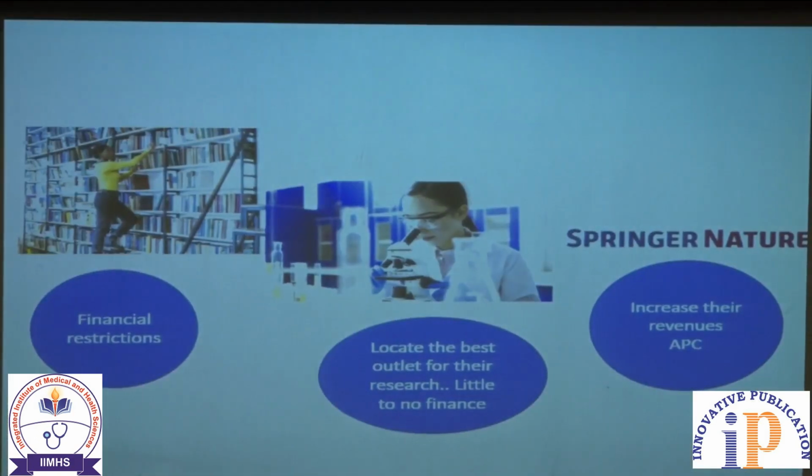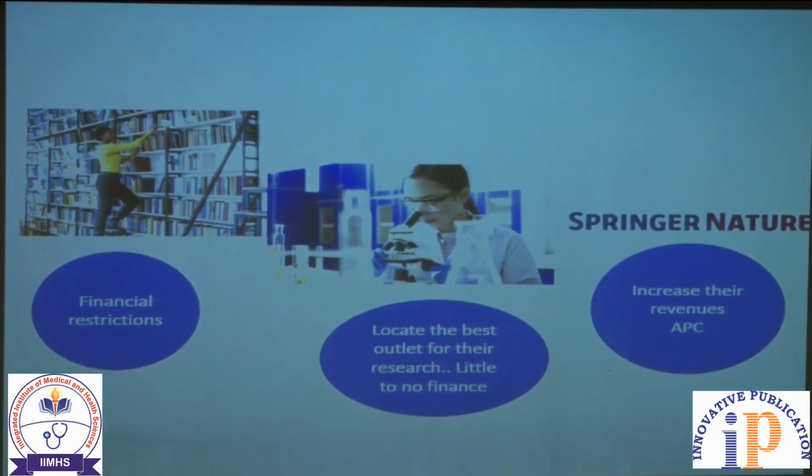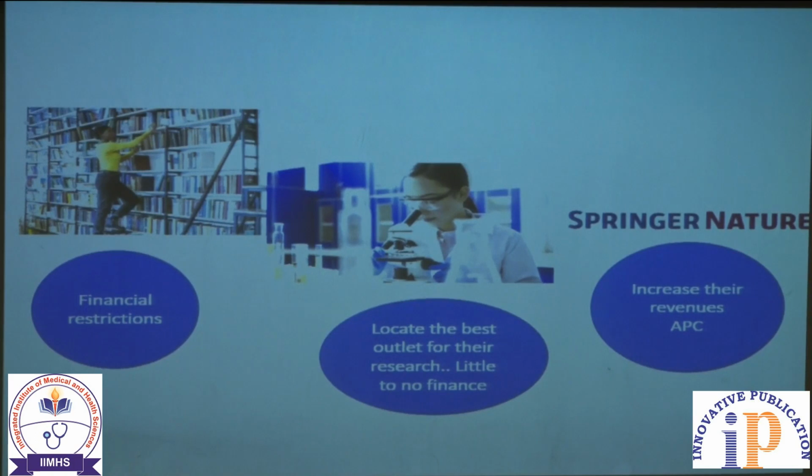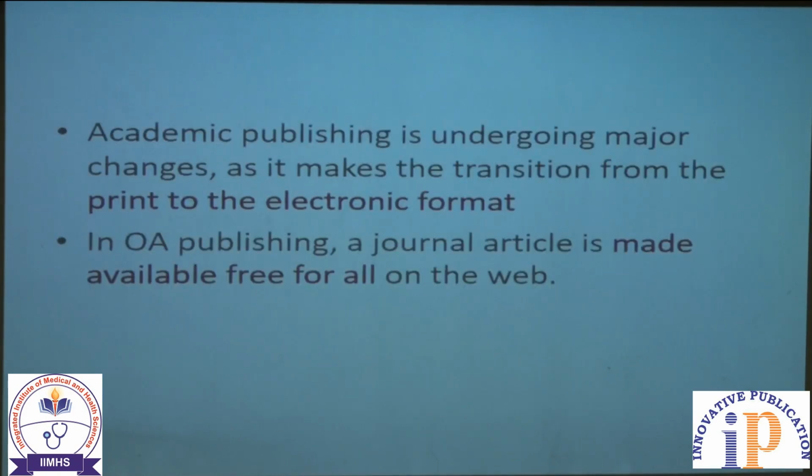So as we all know, there are three parties. One is library administrators who have financial restrictions. Then the researchers or the authors, who always try to locate the best outlet for their research publication but have financial constraints. And then there are publishers who always want to increase their revenues, and there's a new thing coming, the article processing charge.